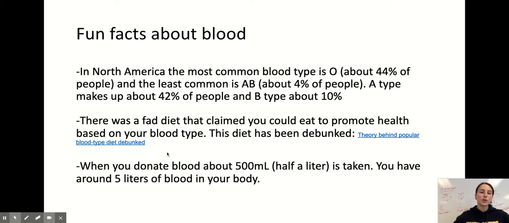If you ever go to donate blood, which is an awesome thing to do, they take about half a liter of blood, and you've got about 5 liters in your body. So yeah, it's an awesome thing to do. If you can donate blood, you should definitely do it, or definitely consider it.